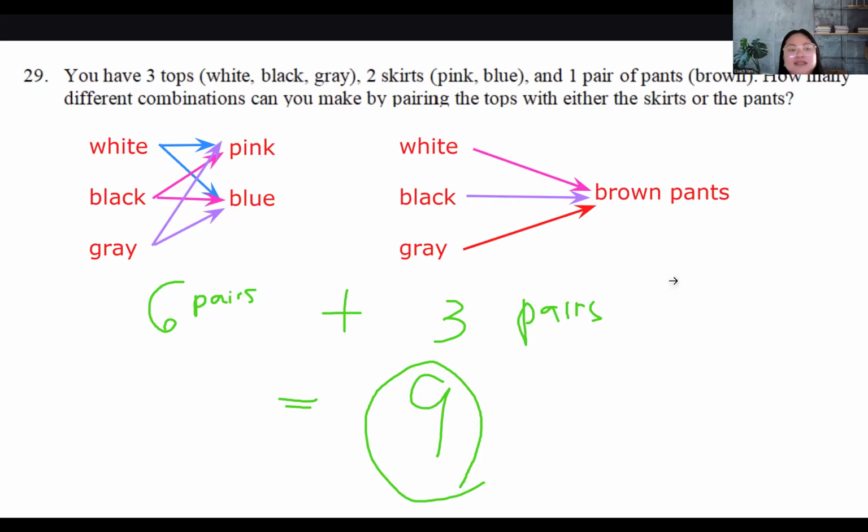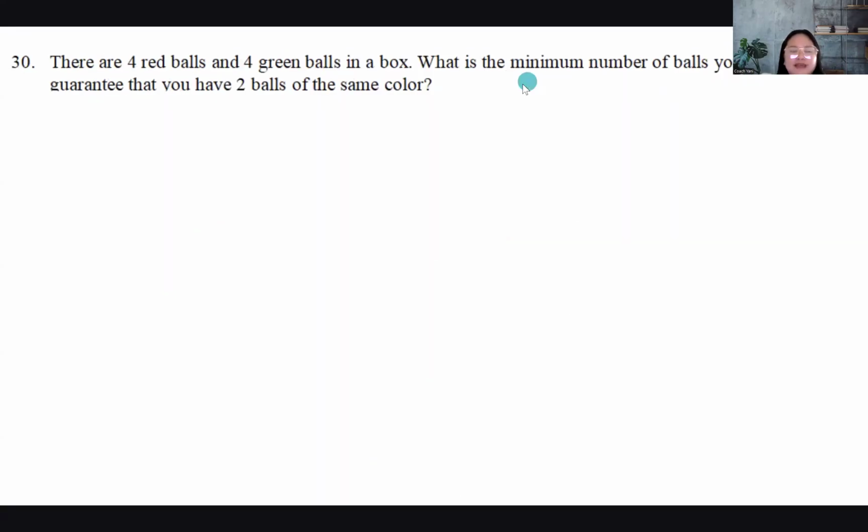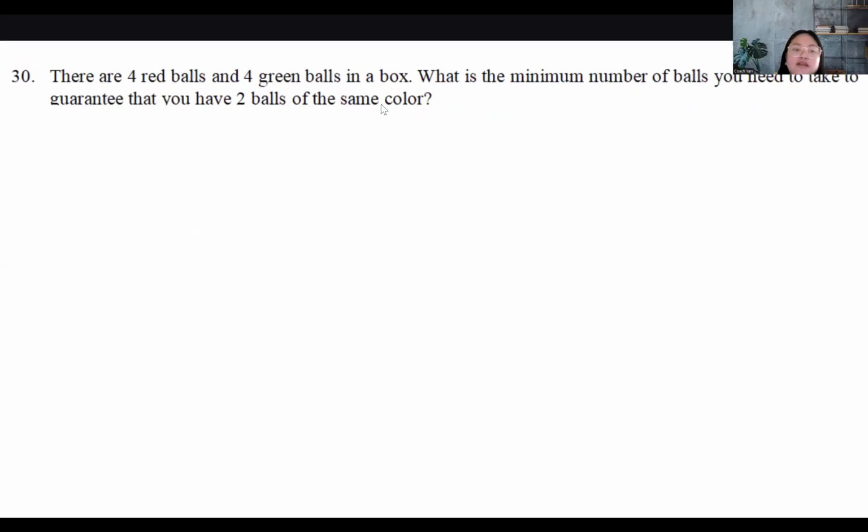Okay. Last question for today. There are 4 red balls and 4 green balls in a box. What is the minimum number of balls you need to take to guarantee that you have 2 balls of the same color?